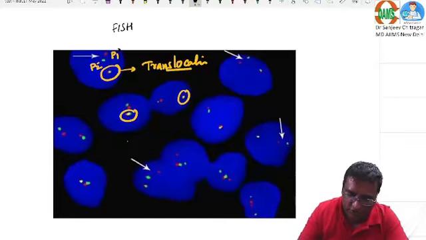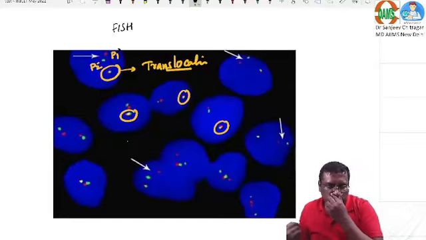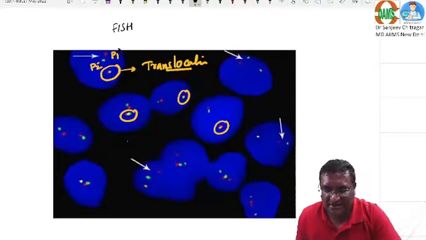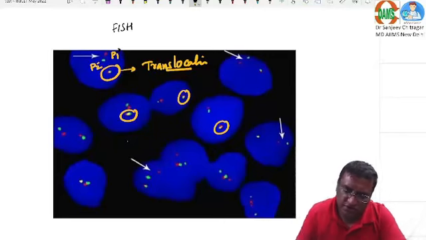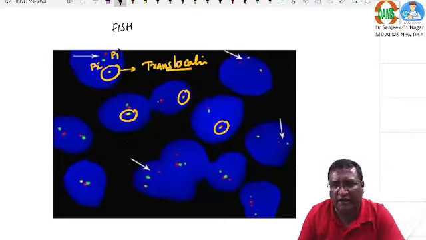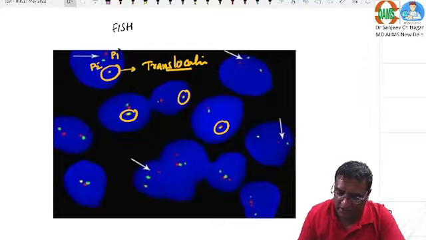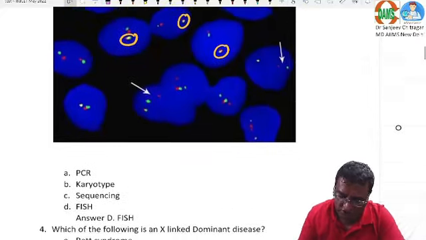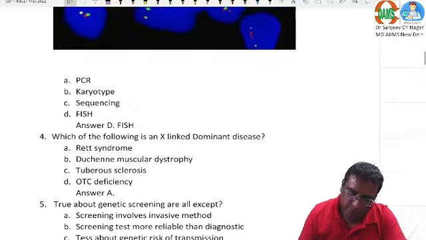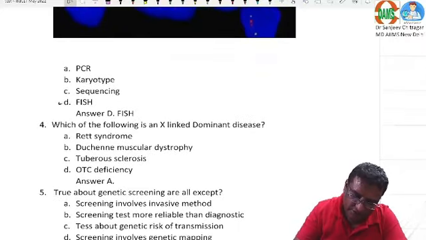This part is your translocation. So this is your translocation that is seen in the image. I don't know whether it was translocation that was given or just identifying the investigation. And the investigation here is the fish that is there. So the answer is option D, fish.